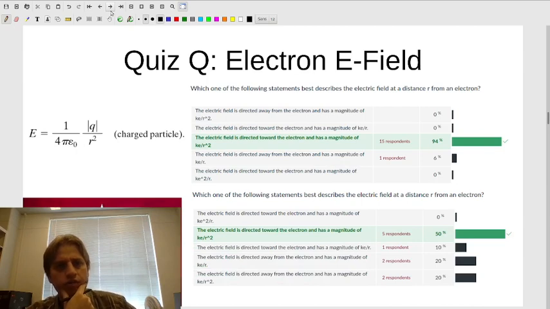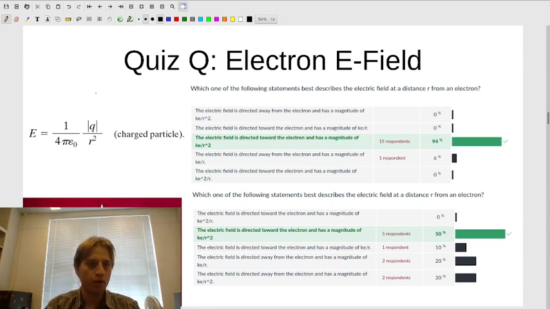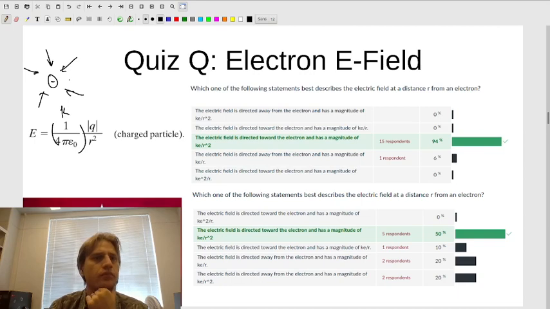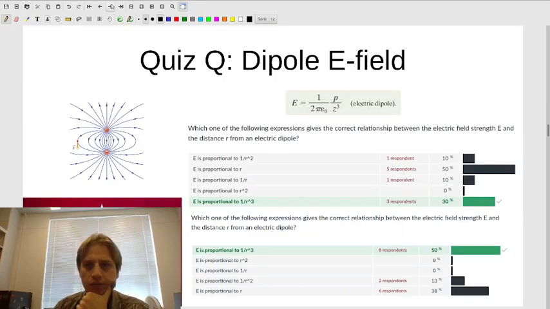Like this question: which one of the following statements best describes the electric field at a distance r from the electron? Well, what you need to keep in mind here is that the electric field tells you what direction a plus charge would get pulled, so it gets pulled towards a minus charge. And so an electron is a negative charge, so the electric field is going to have this form: k e over r squared, pointing toward. Okay, so I'm not sure why we had so many people miss this one.